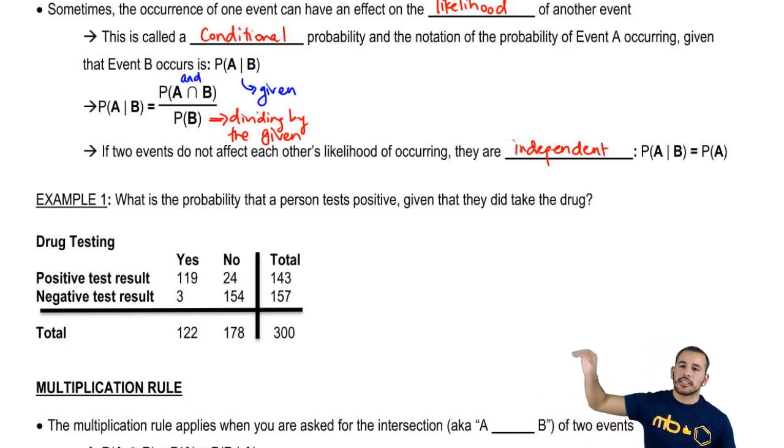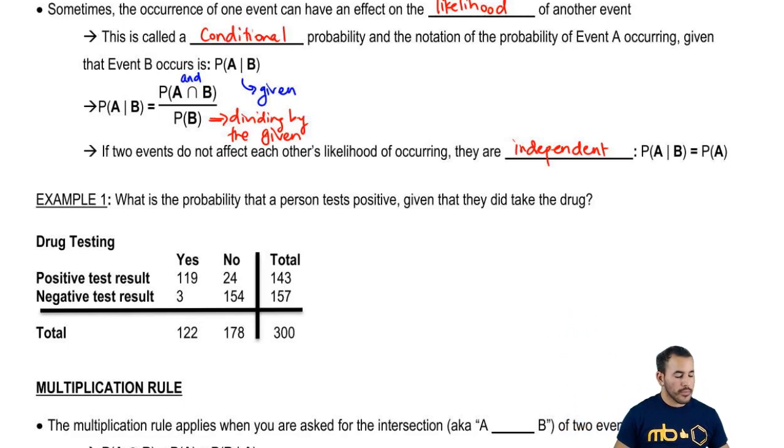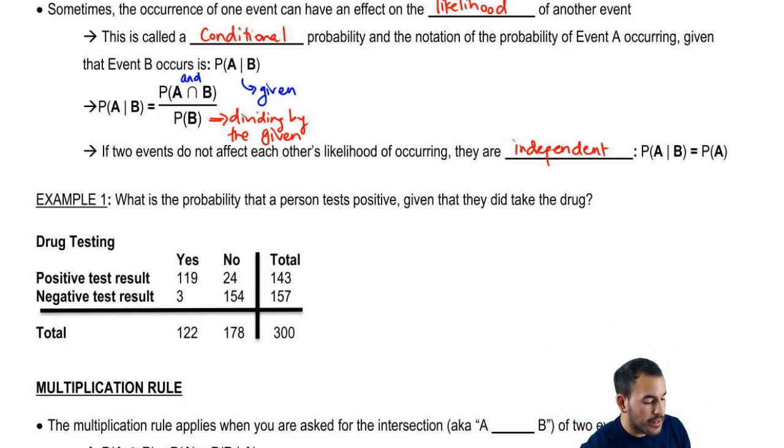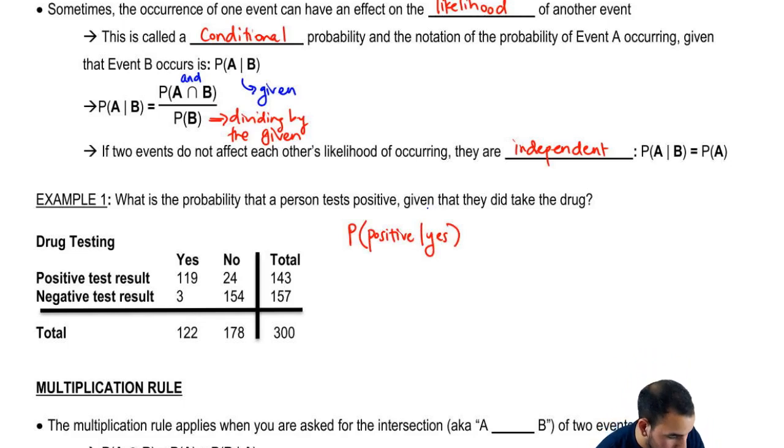Does that make sense? So that's basically how this table works. So we're looking at drug testing, whether they got a positive or negative result, and also did they take the drug or not. So let's go ahead and find the probability the person tests positive given that they did take the drug. So probability of positive given yes, right? So yes means that they took the drug.